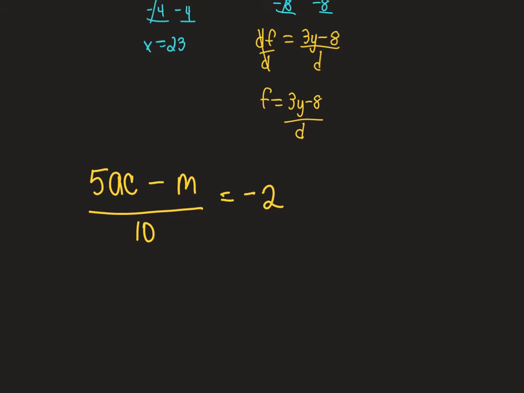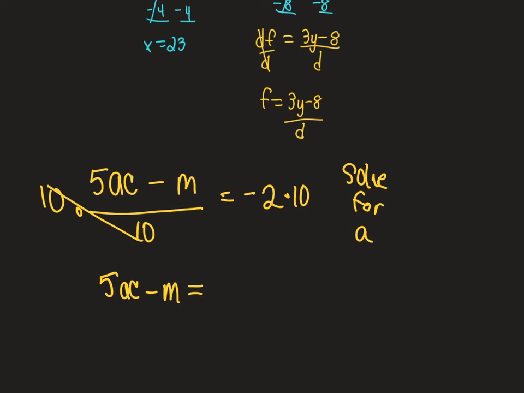All right, let's look at this one. I want to solve. I need to tell you what I'm solving for. Solve for a. Let's solve for a. So we're going to keep the a. We want to get rid of the 5, the c, the minus m, and the 10. Well, let's get rid of that denominator first. Times by 10. So what's my answer? 5ac minus m is what's left. Negative 20 is on the right.